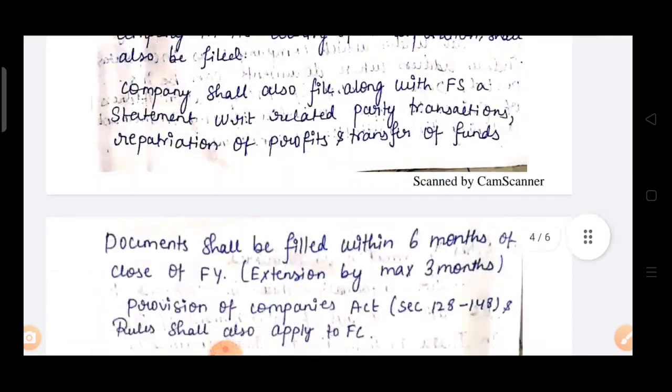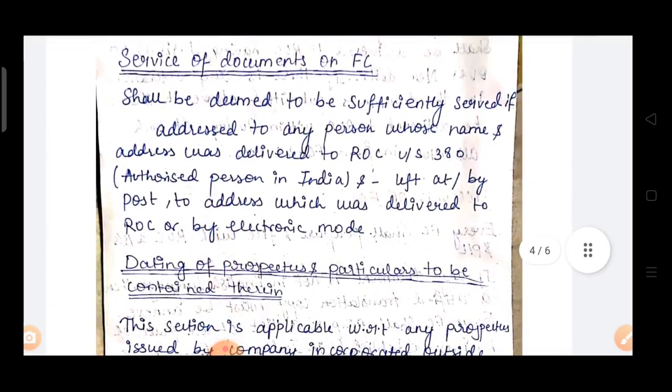See this point? It shall be deemed to be sufficiently served if addressed to any person whose name and address was delivered to the ROC under section 380, the authorized person in India, and left at or sent by post to the address delivered to the ROC, or even sent by electronic mode. Normally it is termed as sufficiently served only when it is delivered to the actual registered person, but in this case it is not delivered to the registered office. It is delivered to the foreign company in India.